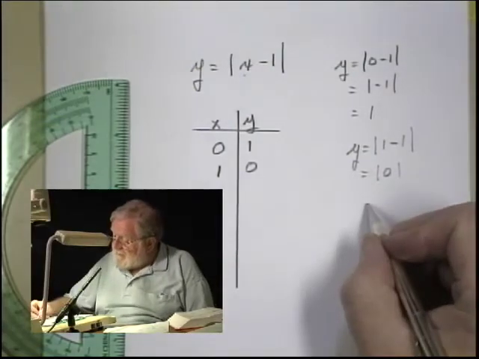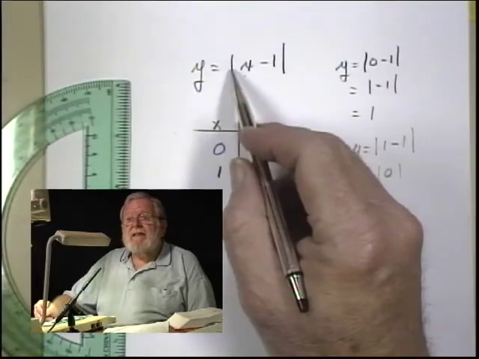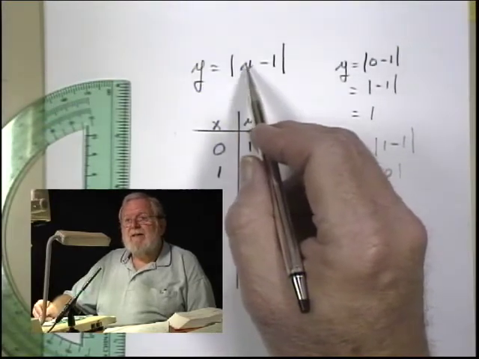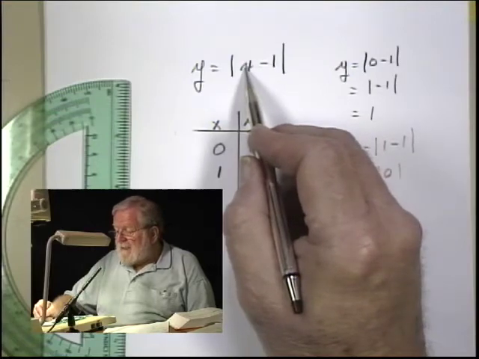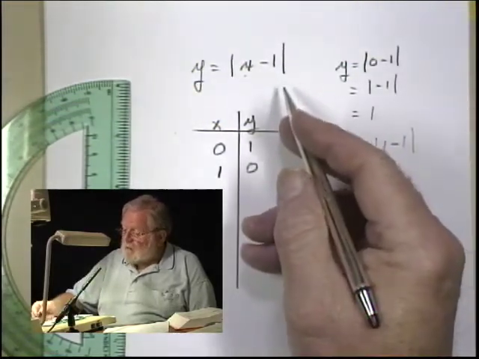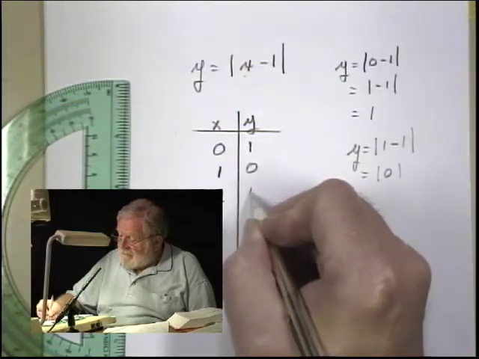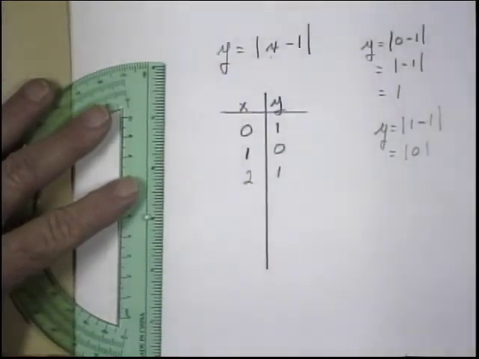If x equals 2, we would have y equals the absolute value of 2 minus 1. 2 minus 1 is 1. The absolute value of 1 is 1. So 2 and 1. Now let's look at some negative numbers.